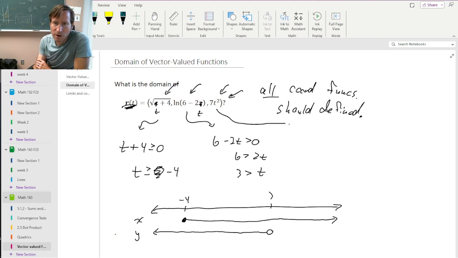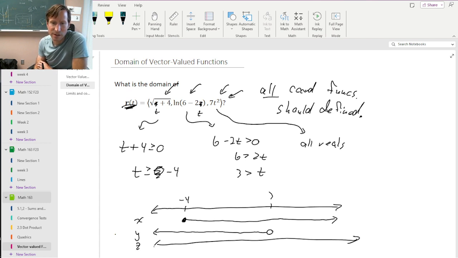And then for our z-coordinate function, well, 7t squared, this is defined for all reals, right? We never end up with any problems trying to evaluate 7t squared. So for our z-coordinate function, it's all real numbers. So to find the domain of the vector-valued function r of t, we need all coordinate functions to be defined. So over here, to the left of minus 4, the x-coordinate function isn't defined. So even though y and z are, x isn't. So we can't allow these t values, right? Because x wouldn't exist, and that doesn't make sense.